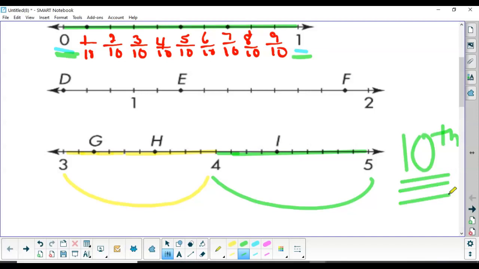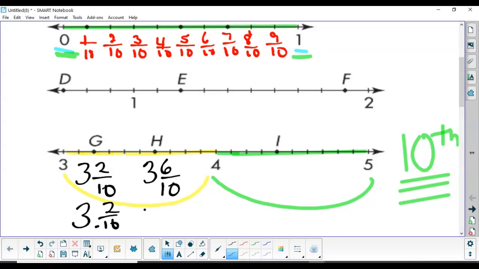All right, so now what I want you to do is write the mixed number for G, H, and I. You're going to write the mixed number and the decimal. Go ahead, pause the video and try it out. All right, let's check and see how you did. For letter G, you should have said 3 and 2/10. For H, 3 and 6/10.